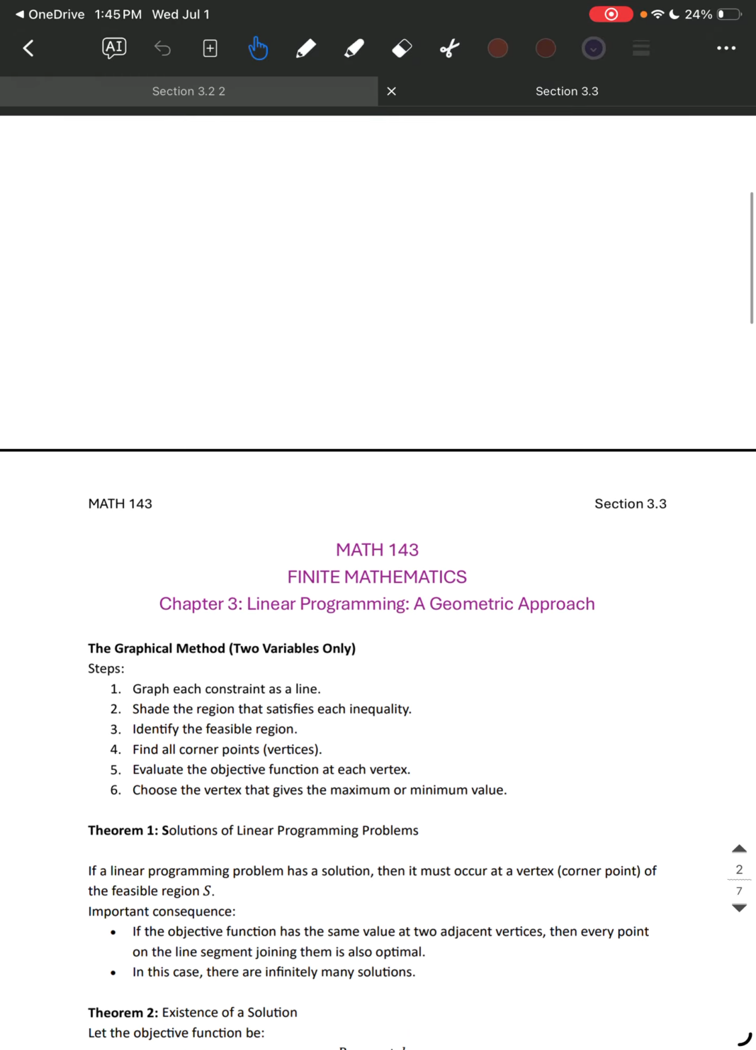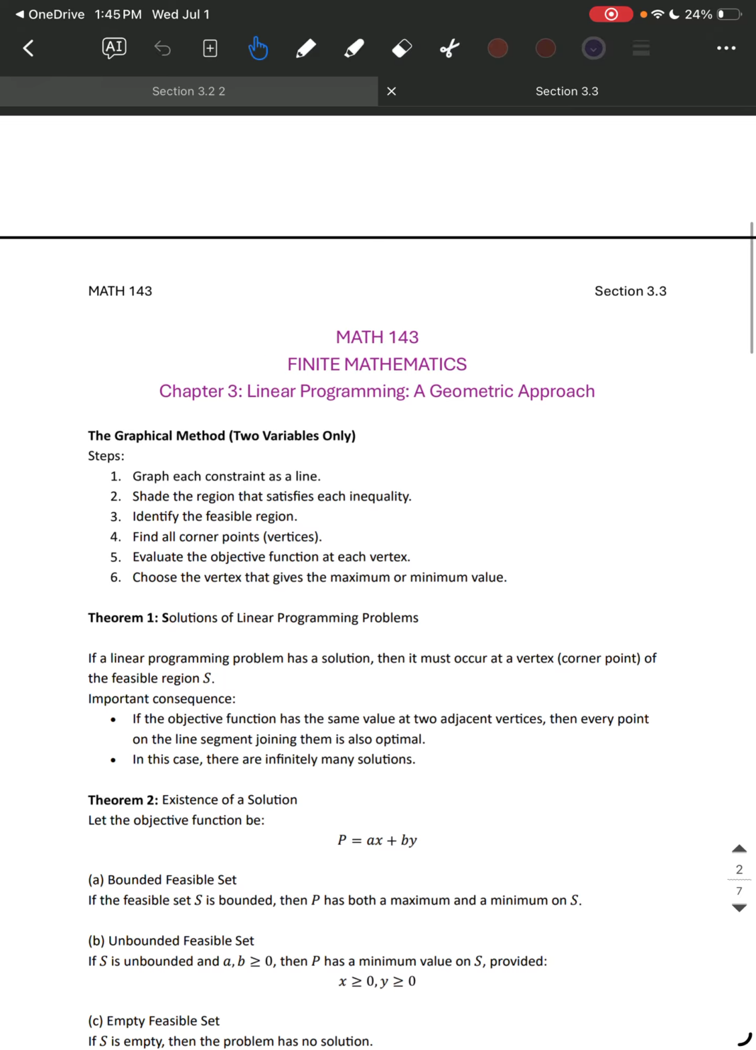Let's start. The graphical method: every graphical linear programming problem follows exactly the same 6 steps. The first one, graph each constraint as a line. Second step, shade the region satisfying each inequality. Third step, identify the feasible region.